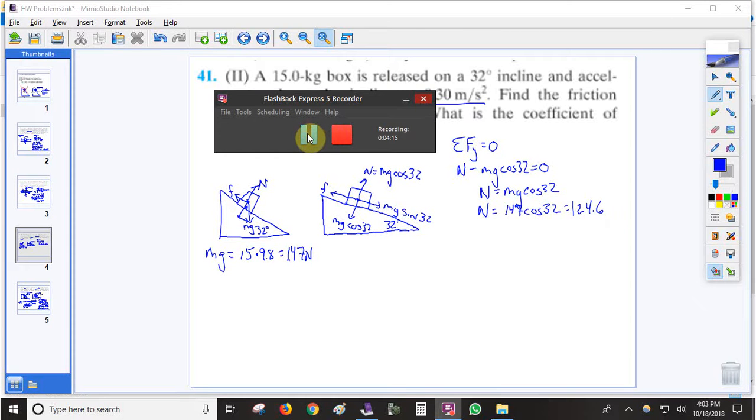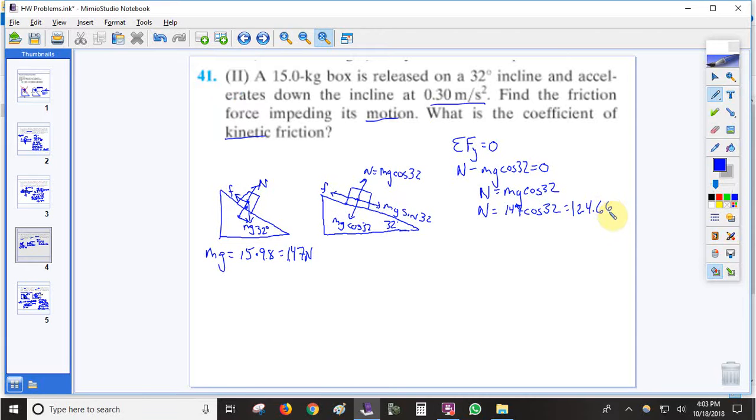All right, guys, so my board kind of ran out of battery there, so I'm not sure how the sound's going to be at this point, but I'm just going to keep going here so we can get through it. So we have our normal force is 124.66 newtons. We know that our friction is equal to mu sub k times the normal force. So that'll be useful in a second.